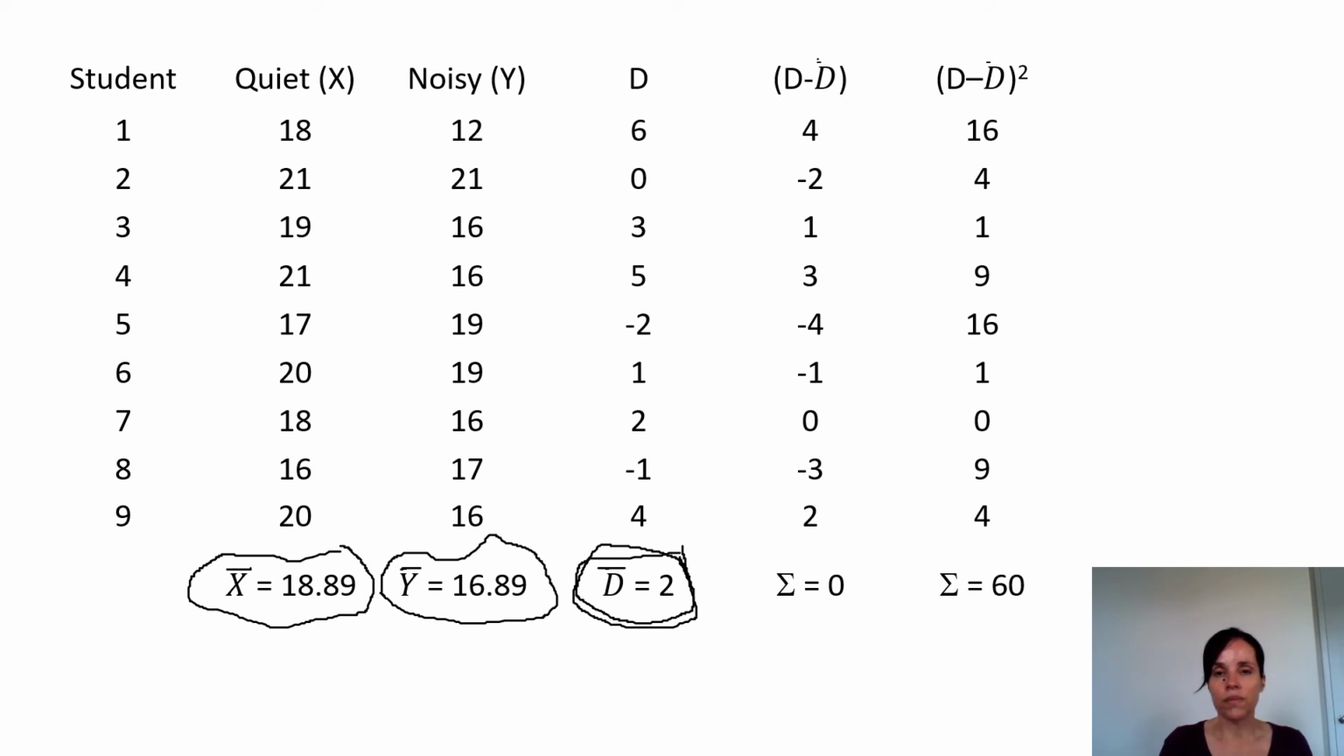So this column labeled D minus D bar, these are the deviation scores. So to calculate the deviation score, D minus D bar, for student number 1, I'm going to take this person's difference score, which is 6, and subtract D bar, which is 2. So 6 minus 2 is 4. So the first student's deviation score is 4. The second student's difference score is 0. So 0 minus 2, D bar is still 2. So the second person's deviation score is -2.